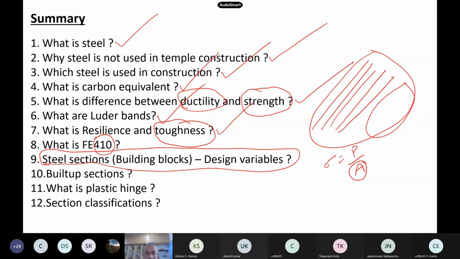Then if it is a compression member, say what extra information you require? Area is required. Slenderness ratio, moment of inertia, you followed it, radius of gyration, all those things are required. Then if it is a beam, say, what is that you require? Section modulus. Z, M by Z. So this is the one which you require. So like this also you should know.